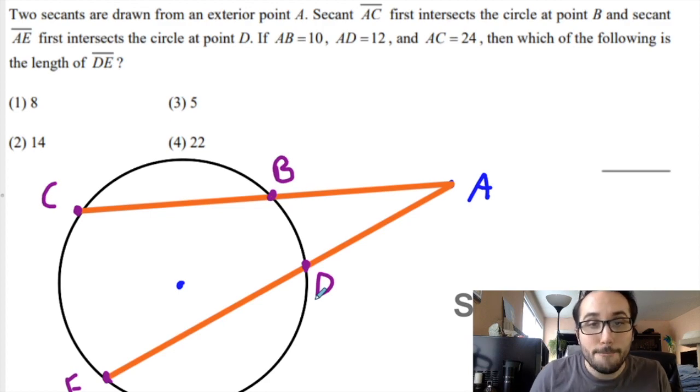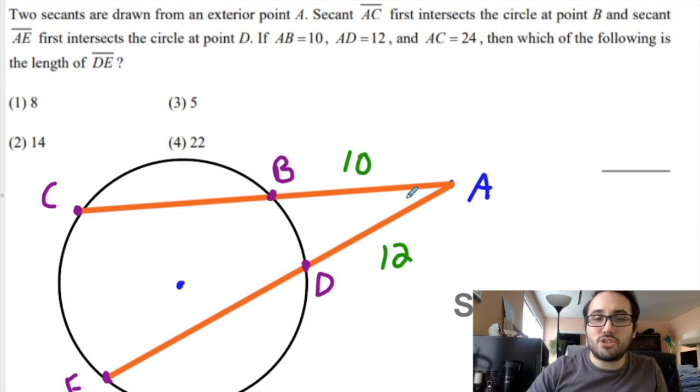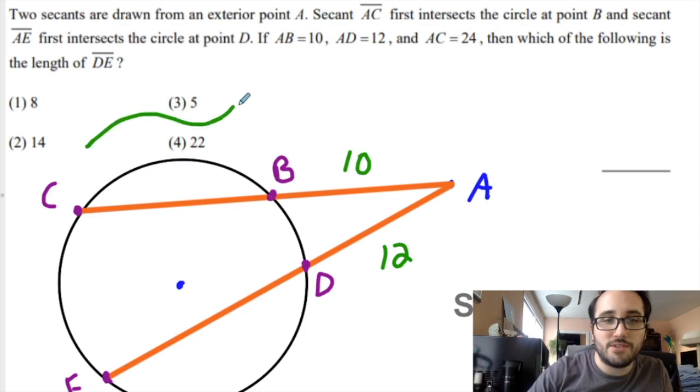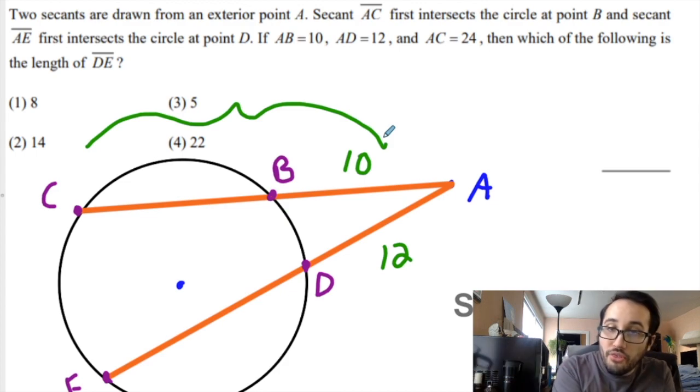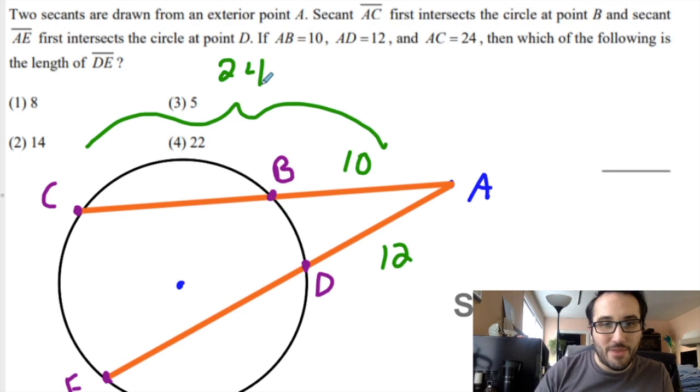So if AB is 10, so let's fill in our stuff. If AB is 10, and AD is 12, and AC is 24, be careful of how they do this. The whole thing is 24. What's the length of DE?